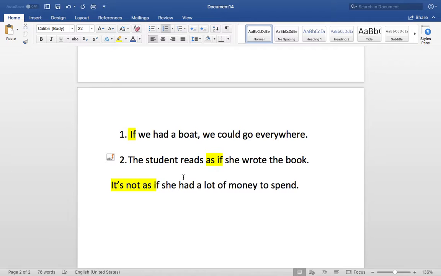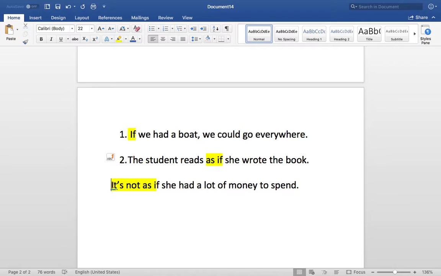The student reads, okay, this is a student who is 4 years old, and he's reading a book. And then this is the comment: the student reads as if he wrote the book, because he reads very fluently, very well. But that's not the fact, okay? The fact is that he reads well, that's it, but he did not write the book. So this is contrary to the fact.